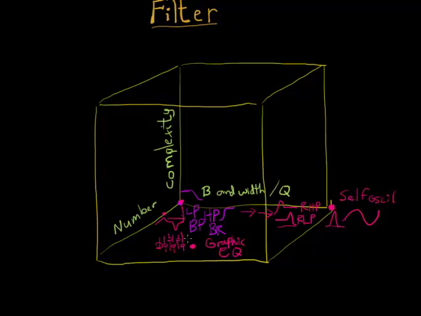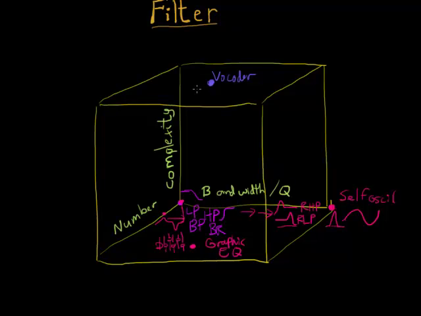Now if we look at something like a vocoder, that would have a lot of complexity. It has a large number of filters, and they have a pretty large Q, pretty small bandwidth. So vocoder is going to come out somewhere around here.